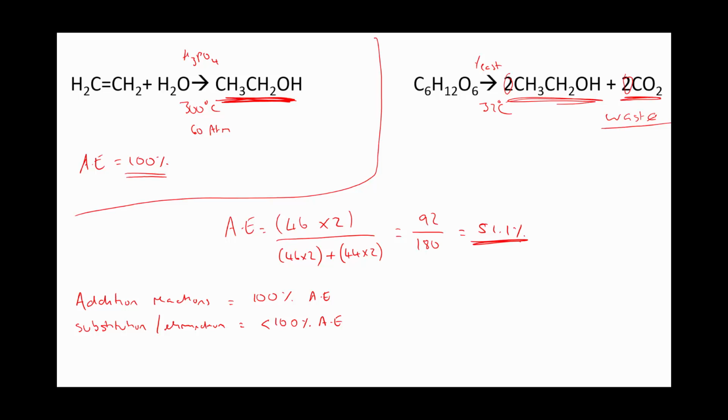And please do not get confused between the percentage yield and atom economy. Remember, percentage yield only tells us the efficiency of converting reactants into products, whereas atom economy tells us the proportion of the desired products compared to all the products formed.